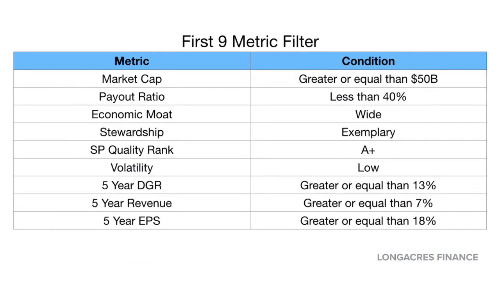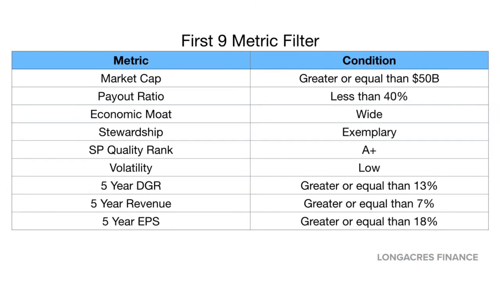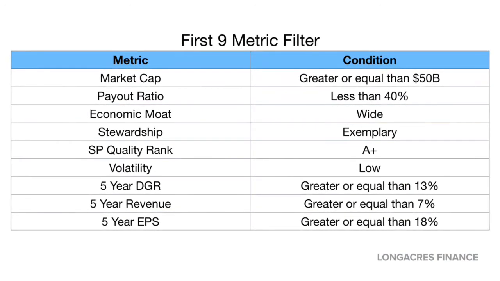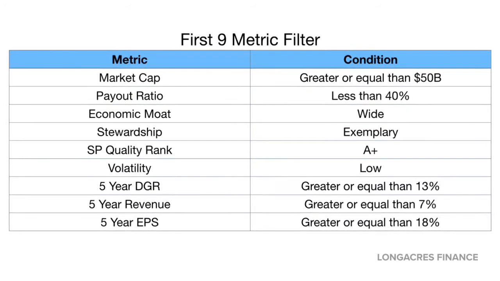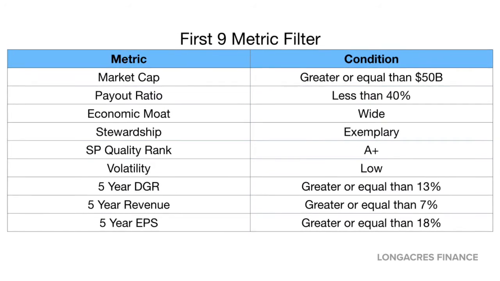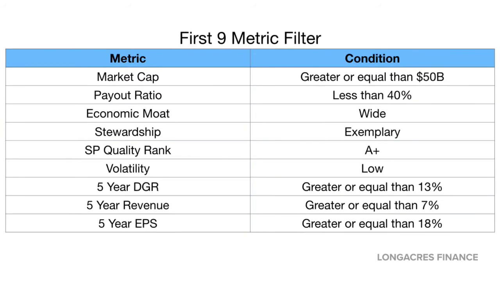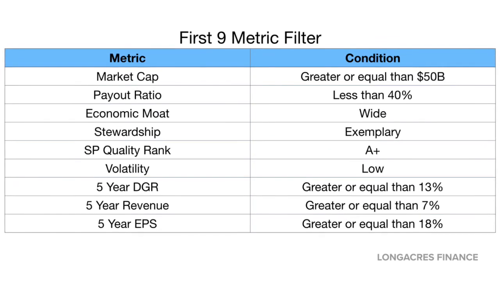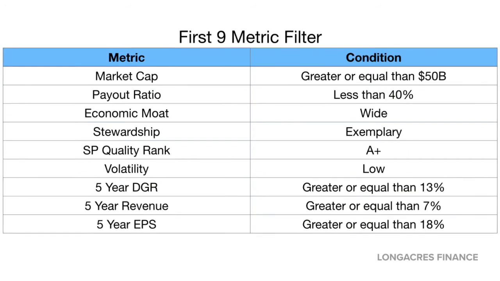My first filter had pretty strict conditions: a market cap of 50 billion or more, a payout ratio below 40%, a wide economic moat, an exemplary stewardship rating, an A+ S&P quality rating, a low volatility rating, a 5-year dividend growth rate greater or equal to 13%, a 5-year revenue growth rate greater or equal to 7%, and a 5-year earnings per share growth rate greater or equal to 18%.